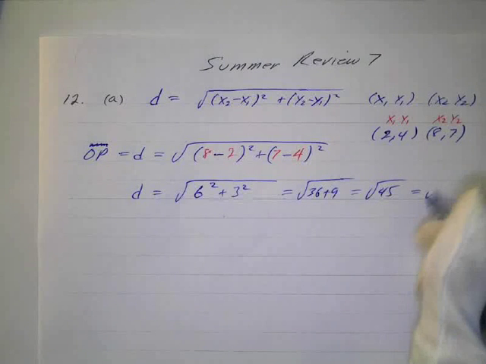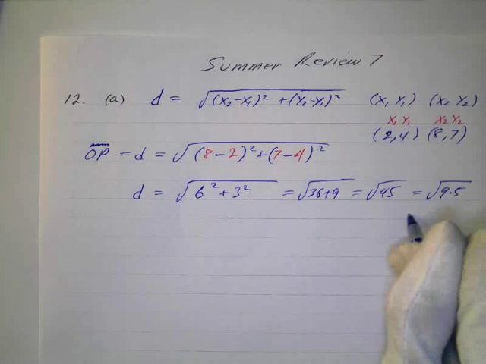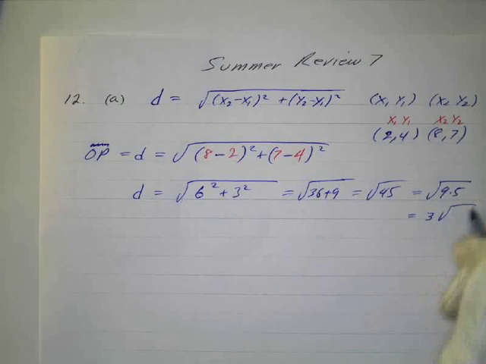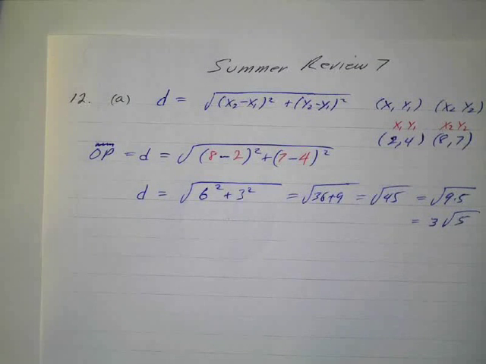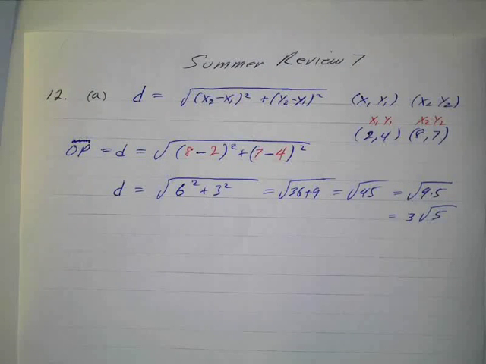Or if we want to simplify, the square root of 9 times 5, which is equal to 3 times the square root of 5. Okay, so there's your radius. So that's A. And then B, find the equation of the circle.